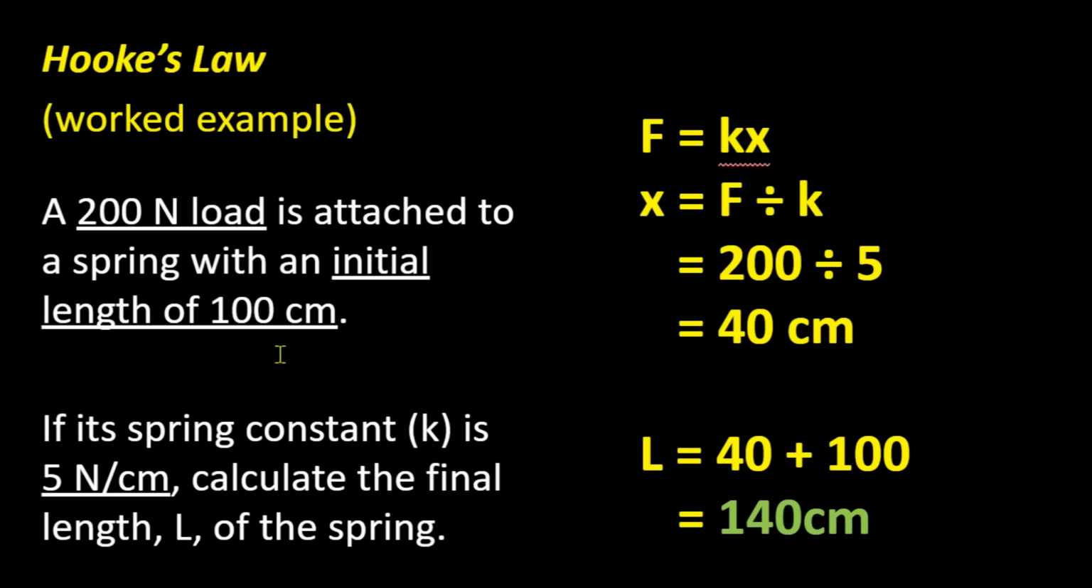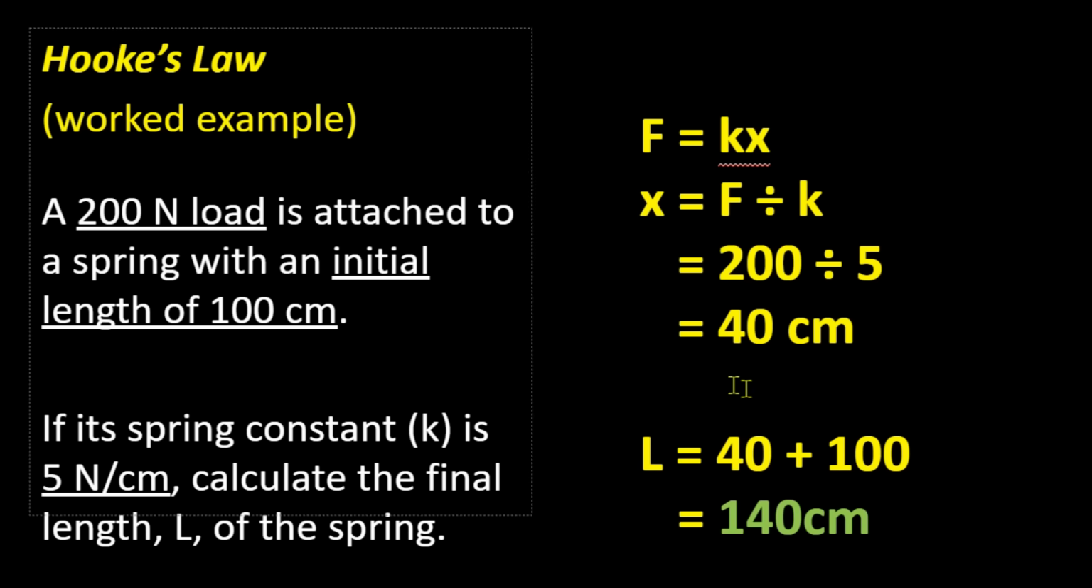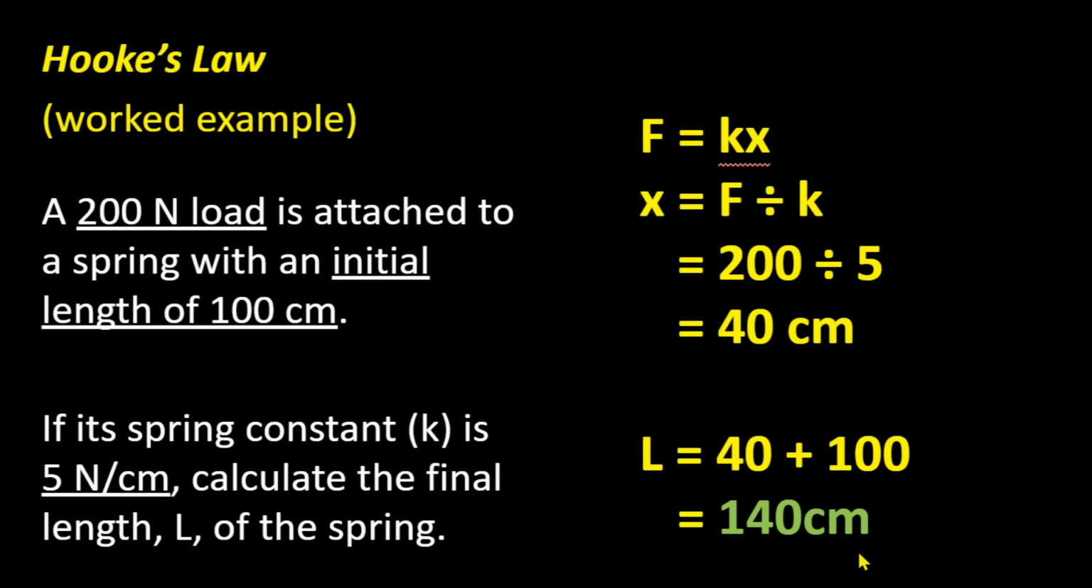Here we have a worked example of Hooke's law. A 200 Newton load is attached to a spring with an initial length of 100 centimeters. If its spring constant K is 5 newtons per centimeter, calculate the final length of the spring. Well, first we're going to put Hooke's law here. F is equal to Kx. So x is going to be equal to F divided by K. F, the force, is 200 and K is 5. So 200 divided by 5 is 40 centimeters. So thus the final length of the spring is going to be 40 centimeters plus the original length 100, which will give you 140 centimeters.